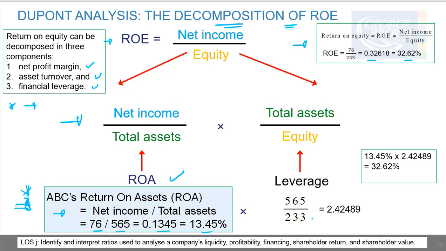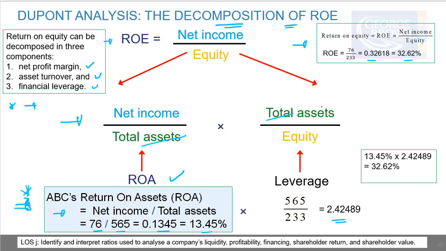Those numbers are not new to us, but assets over equity gives us leverage. That gives us 2.42489 if I'm rounding to 5 decimals. And you can see I've used a little bit of color coding: net income in blue, equity in gold, and assets in green. Net income over total assets times total assets over equity.